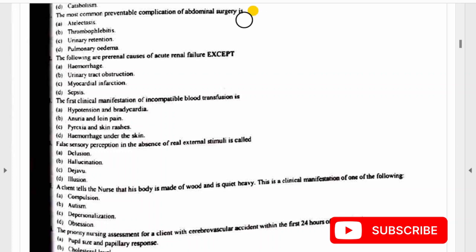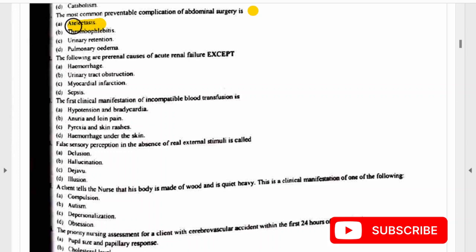Let's continue. The most common preventable complication of abdominal surgery is, as you can see the options right there before you. What do you think is the answer? But before then, please note that all the options are actually complications of abdominal surgery, but only one of them is the most common and the most preventable. The answer here is atelectasis.